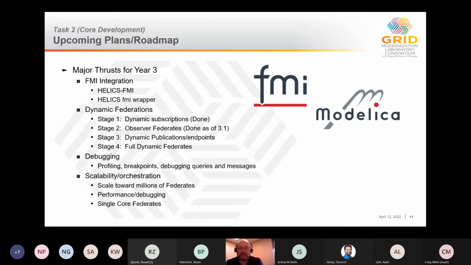Lots more debugging. That's something we're just going to keep focusing on. There's new profiling features, breakpoints, and debugging queries and messages. We're going to keep expanding those. And then a big thing that we're going to focus on over the summer is scalability and orchestration. How do we start to scale towards potentially even millions of federates, and then being able to do that across a wide platform? And what are the tools that enable that? Because that becomes a bit of a data nightmare just to even get the things all talking right to each other.